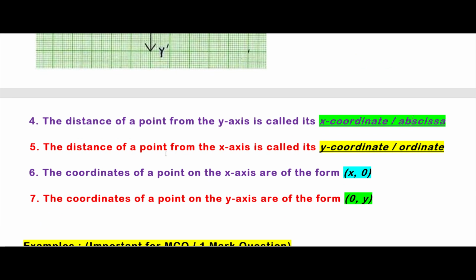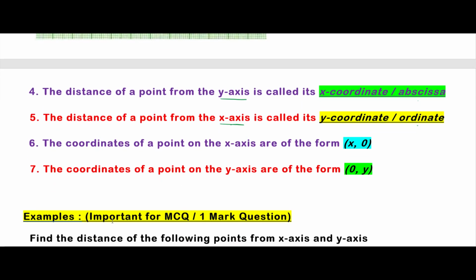The distance of a point from the y-axis is called abscissa or x-coordinate. The distance of a point from the x-axis is called its y-coordinate or ordinate. The coordinates of a point on the x-axis are of the form x comma 0. The coordinates of a point on the y-axis are of the form 0 comma y.